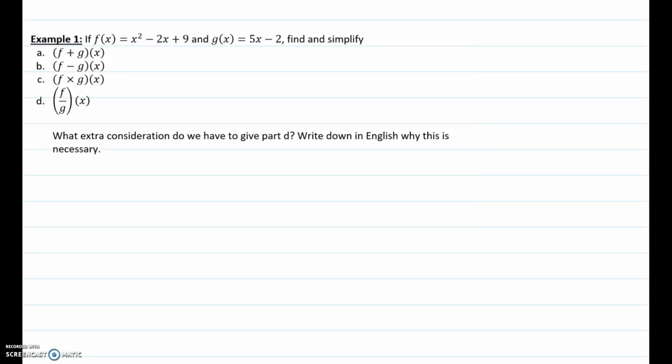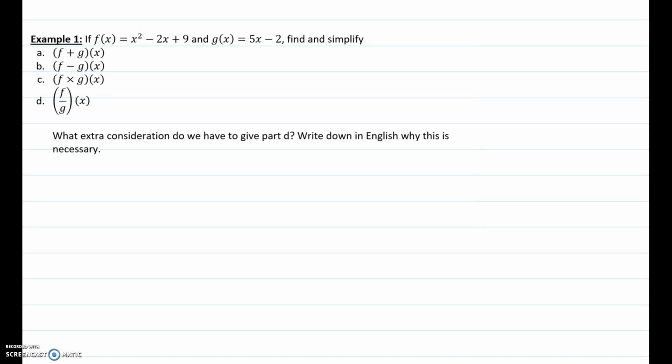Hello, in this example we're going to look at the arithmetic of functions, and we have two functions here. First one is f of x equals x squared minus 2x plus 9, and g of x equals 5x minus 2. They both are polynomial functions, just powers of x is all that we have here. So no worries about the domain, nothing to concern yourselves about the domain.